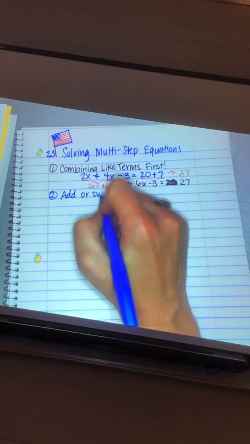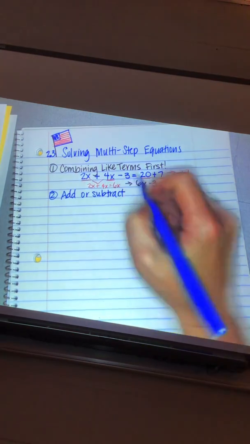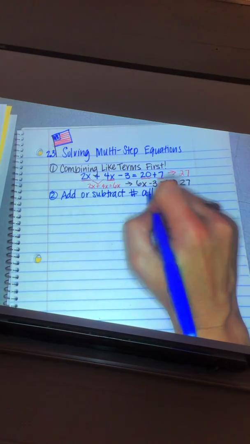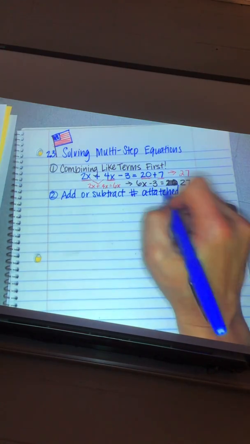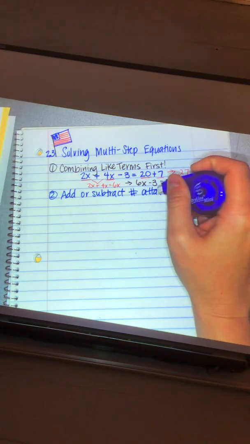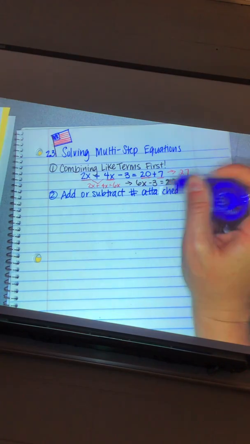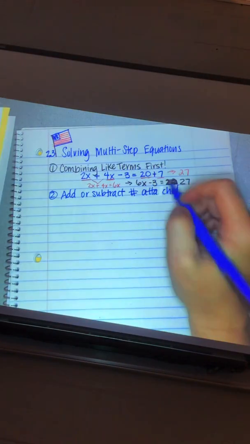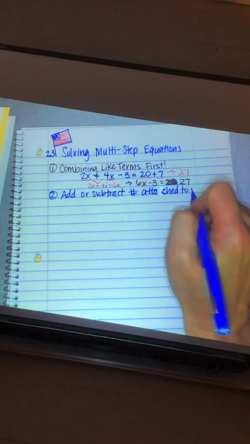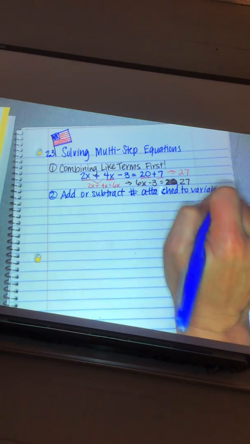Add or subtract the number that's attached to the variable. So you do that first.